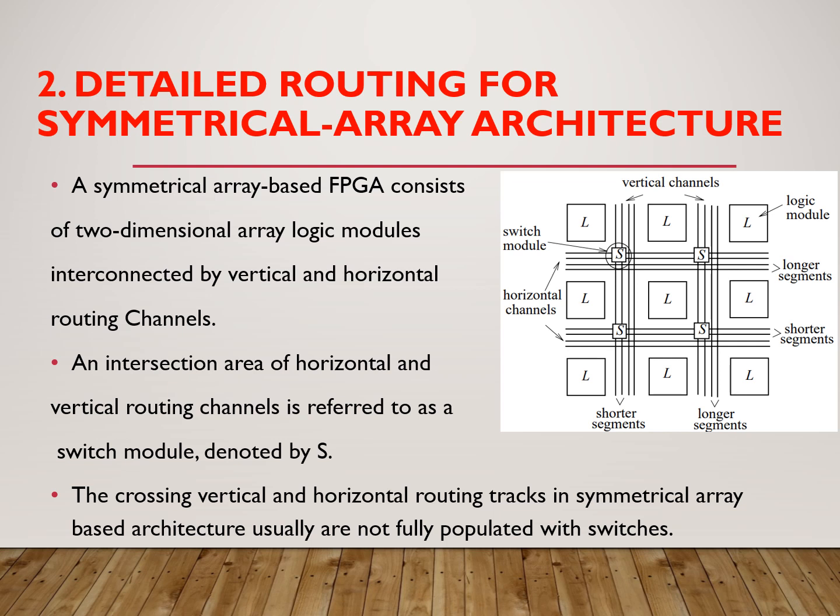And the second one is detailed routing. Why we are going for detailed routing for symmetrical array architecture is that in the first, row-based architecture, we have a greater number of switches. The main objective of any routing, as I told you in the initial class, is to follow three things. One is to use the shorter distance between the two blocks. The second is to use transition free. And the third is to use fewer programmable switches in between the two blocks, right?